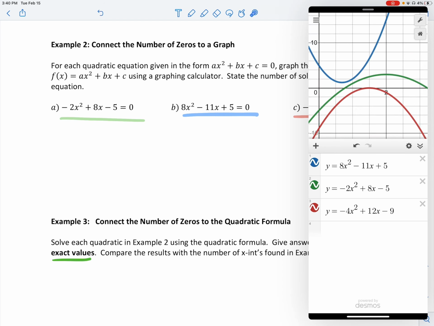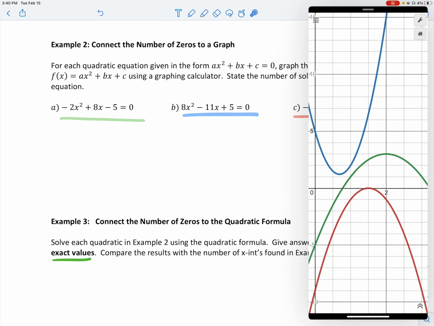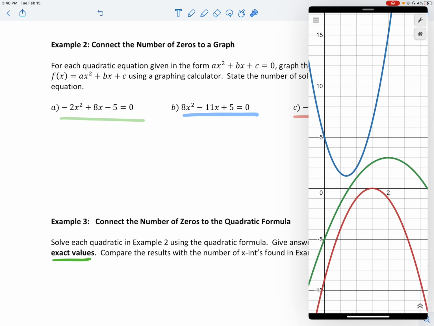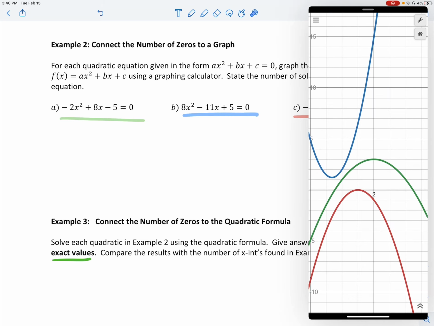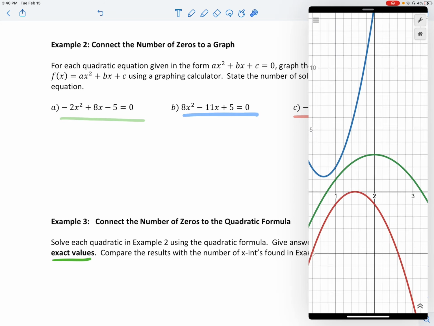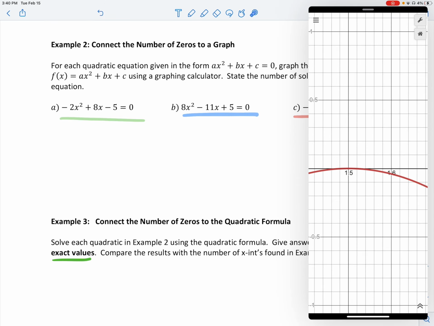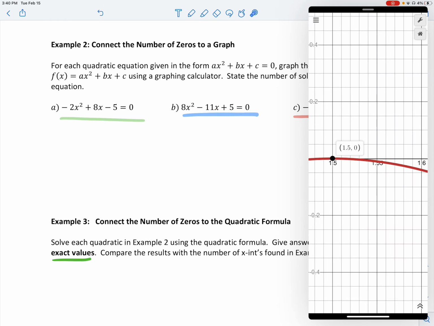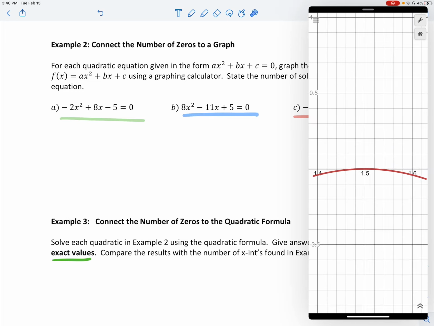As I zoom in here, you can see that depending how the quadratic is situated on the graph, it may or may not have any x-intercepts. We can see the green graph has 2. We can see the blue graph has none. And we can see the red graph most likely has 1. If I zoom in, you can see it's always touching just at one point, and that's actually an x-intercept.